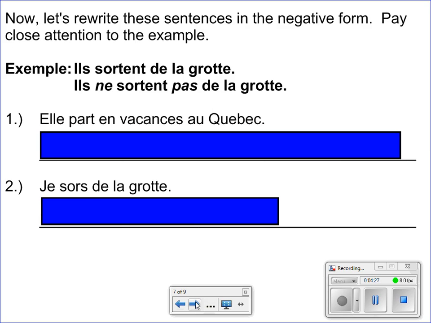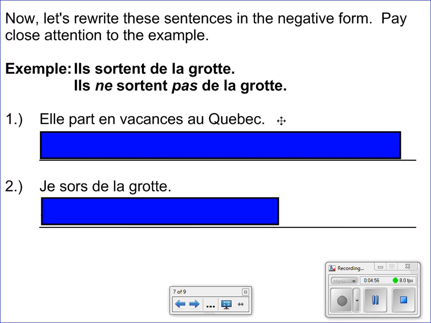Now we're going to rewrite these sentences in the negative form. And let's take a look at the example. Ils sortent de la grotte. We would use the words ne et pas, and we put them around the conjugated form of sortir. So we have ils ne sortent pas de la grotte. So try out the first one after you hit pause. Elle part en vacances au Québec.